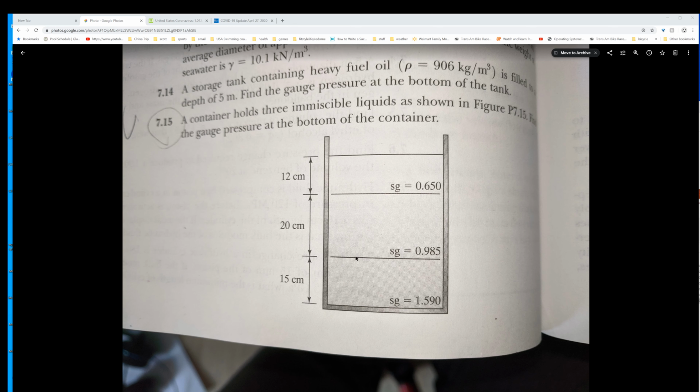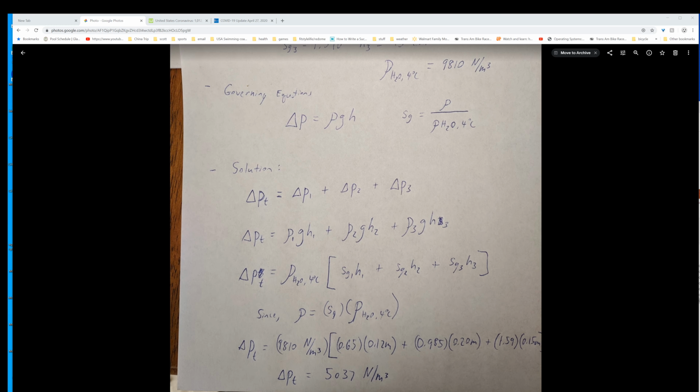When you get down to this point, and then all the way down, of course, you're going to have the pressure from this, the pressure from this, and the pressure from this liquid pressing down on this object, or whatever gauge would be at the bottom here. So that's where we come up with the total. And that's basically it for the solution of this problem.